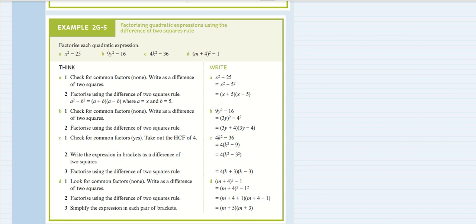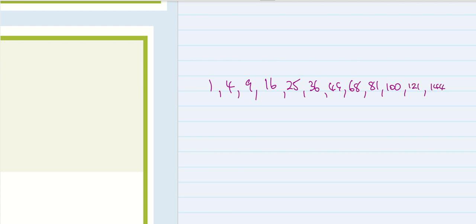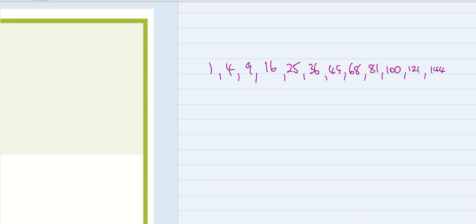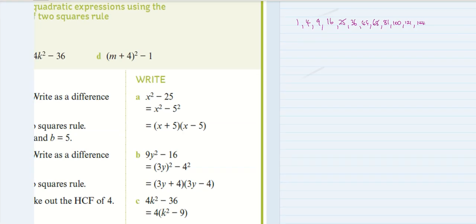Now, the difference of 2 squares rule is really handy if you know your square numbers. So let's just think of our square numbers. 1 times 1 is 1, 2 times 2 is 4, 3 3s are 9, 4 4s are 16, 5 5s are 25, 6 squared is 36, 7 squared is 49, 8 squared is 64, 9 squared is 81, 10 squared is 100, 11 squared is 121, and 12 squared is 144. They're handy just to keep in mind.